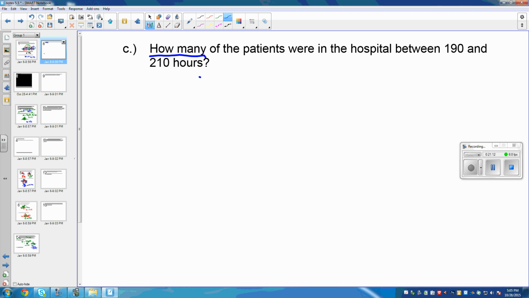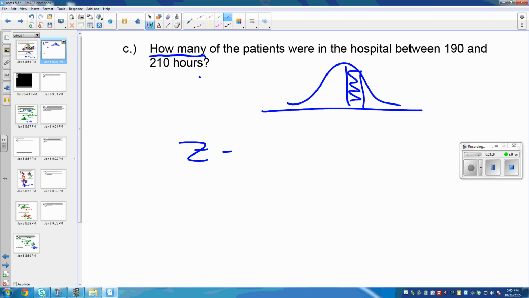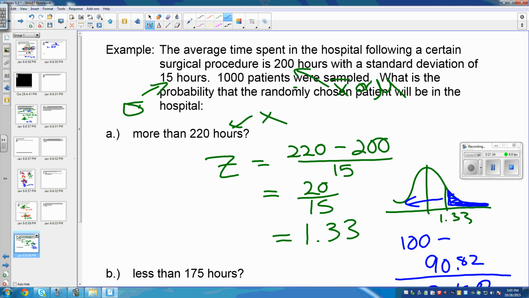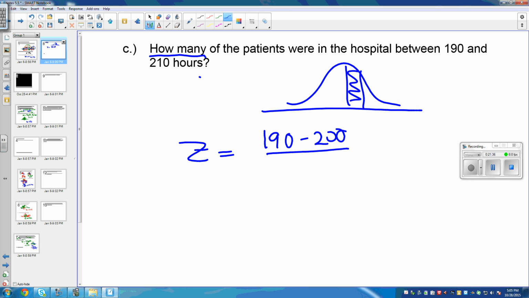Well, we have to do two z calculations. One where the x is 190, so 190 minus 200 divided by, what was our standard deviation? 15. Okay? Divided by 15, this will give you negative 10 divided by 15, which will give you negative 0.66 repeating, so negative 0.67. Right?